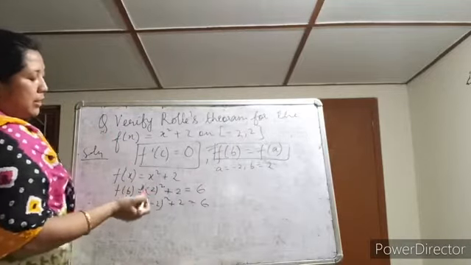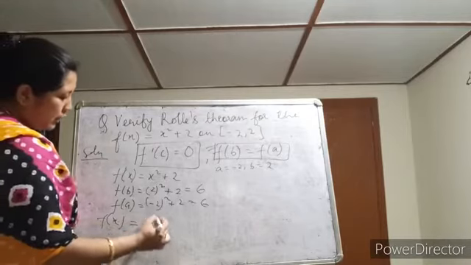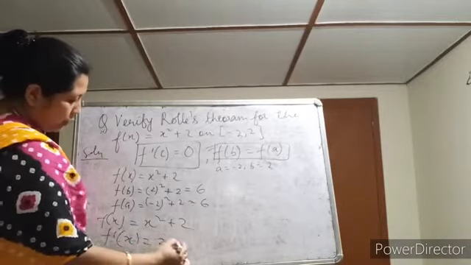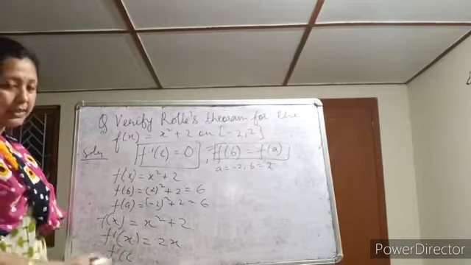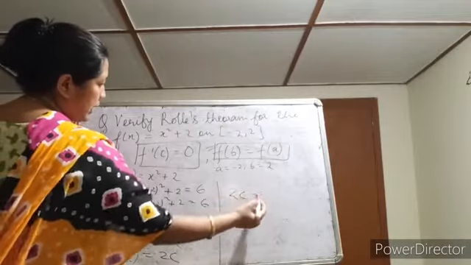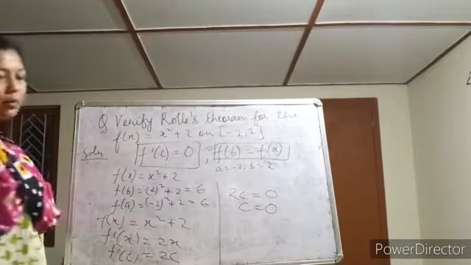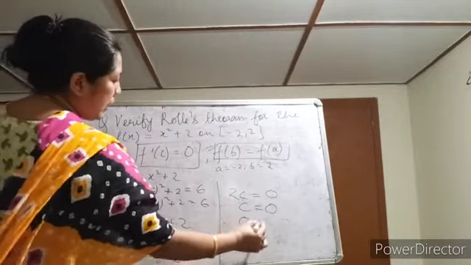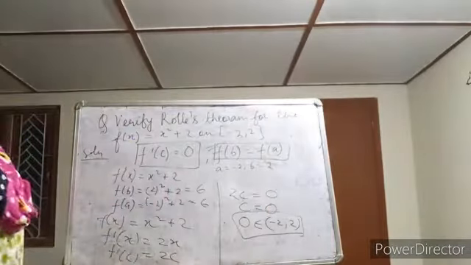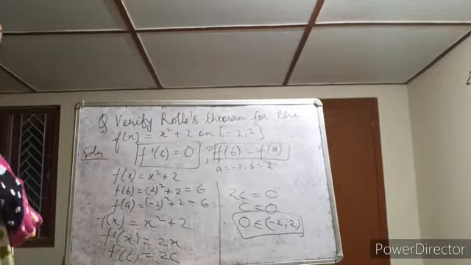Now we have to find the value of c using this equation. First of all we do the first differentiation: f dash x equal to 2x, and therefore f dash c will be equal to 2c. Now comparing 2c equals 0, the c value comes out equal to 0. Therefore we can conclude that 0 belongs to the open interval minus 2 comma 2, therefore our Rolle's theorem is verified. Okay, still?